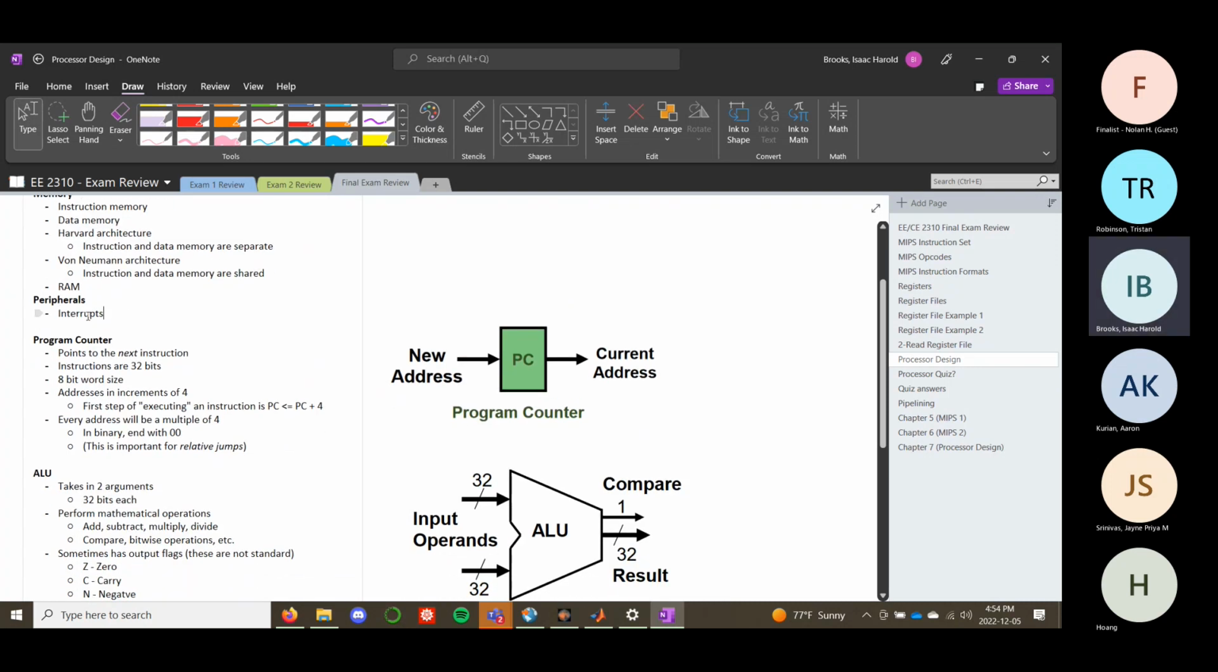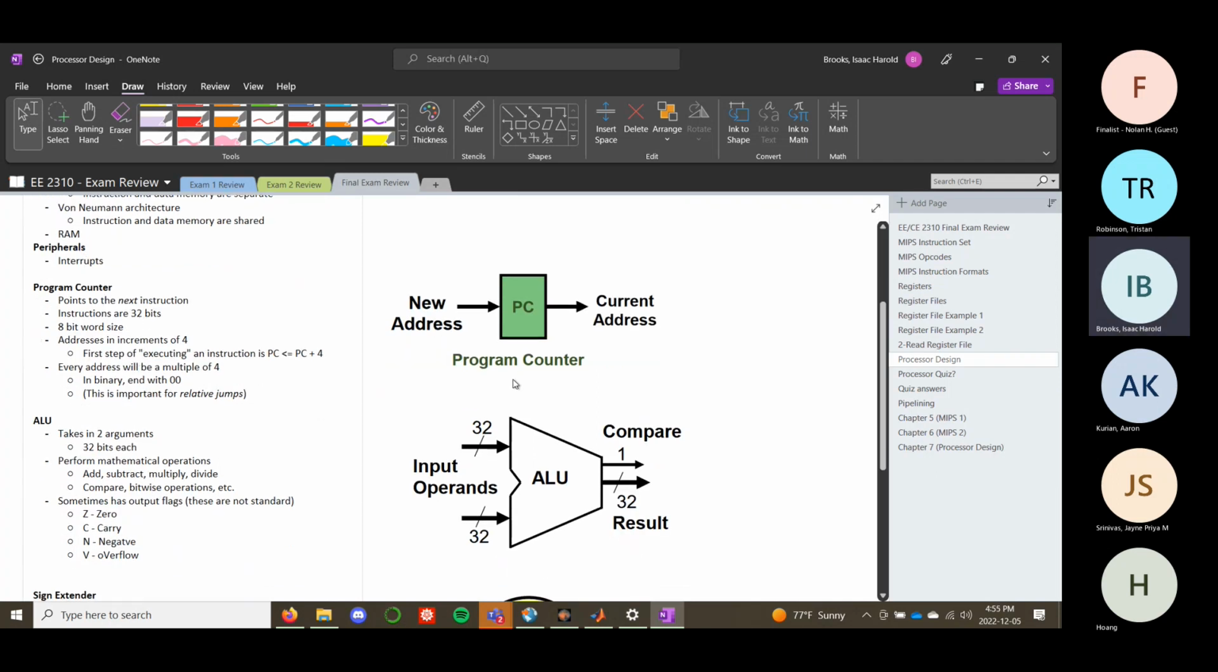You have peripherals, which can do interrupts. Did you guys talk about interrupts? Okay. Interrupts are part of this exam? Okay. Yeah, I don't think it was on the slides. They kind of changed this topic. Okay, so we can talk about interrupts a little bit.